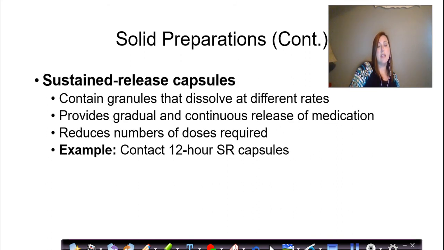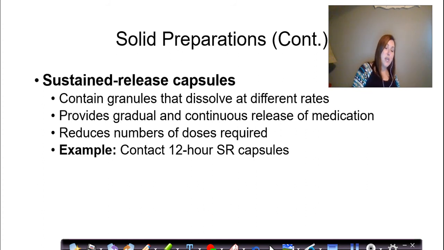Sustained release, they contain granules that dissolve at different rates. So you might have seen a pill that's clear on one side, or both sides of the capsule are clear, and you can see those little granules, and it provides a gradual and continual release of the medication. So it reduces the number of doses someone has to take. The example they give here is Contac 12-Hour SR, which stands for sustained release.